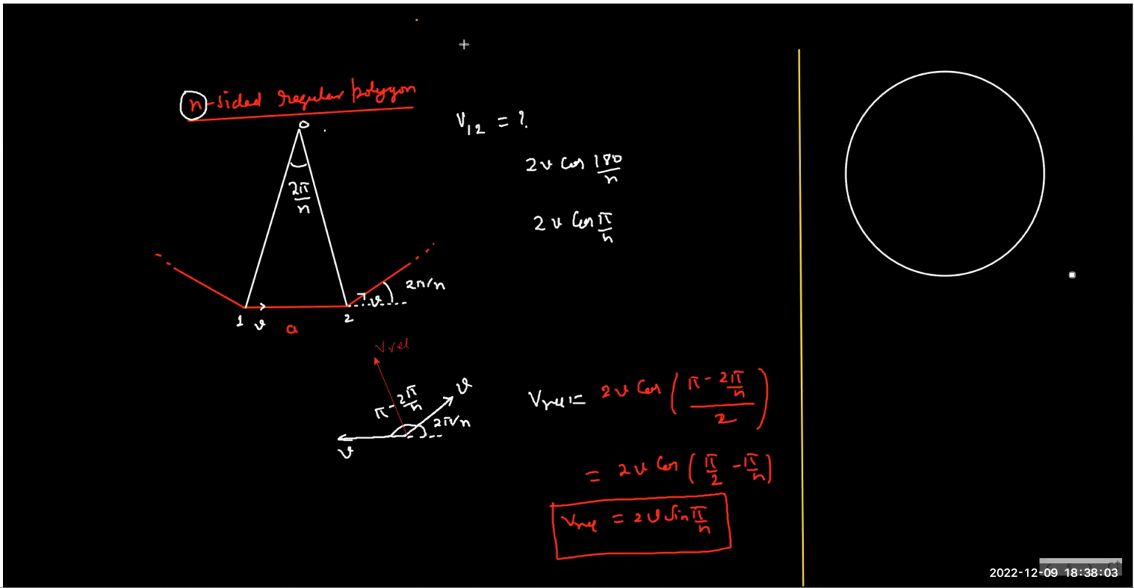So on a circle, we have two particles. Find V relative of 1 and 2.